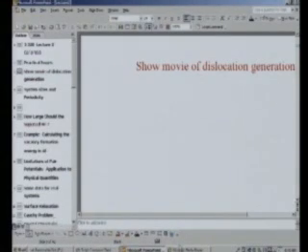Okay, here we go. What I'm going to show you is an order million atom simulation. This is essentially a cube of 1,000 by 1,000 by 1,000 atoms.